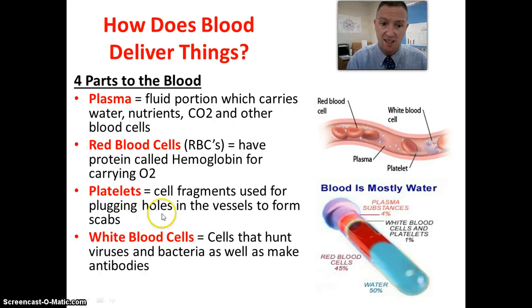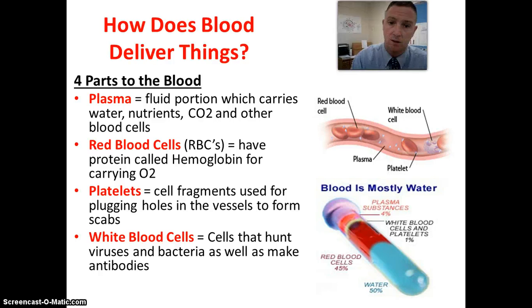Okay? Last thing, you have your white blood cells. White blood cells are the blood cells of your immune system. And they're going to fight viruses and bacteria, and they go on hunting missions to find anything that's foreign. We consider that a pathogen, and they attack it. Okay? If it doesn't belong there, white blood cells get it out.